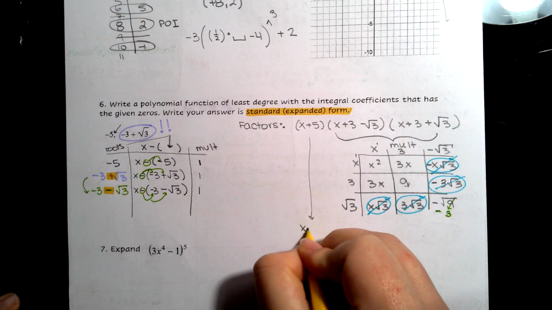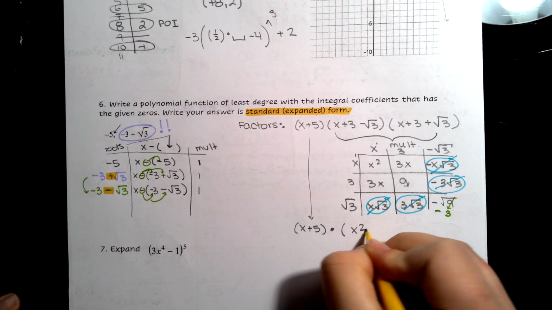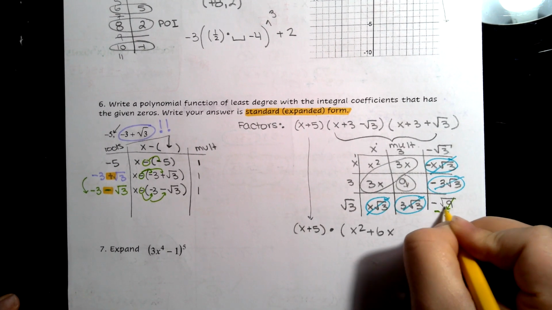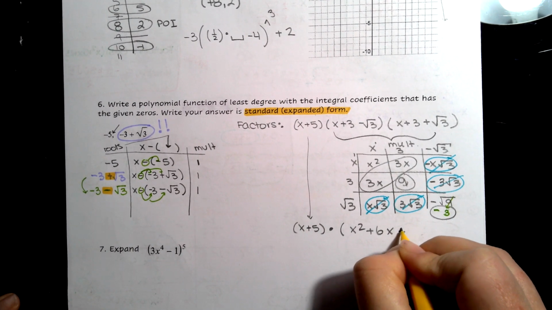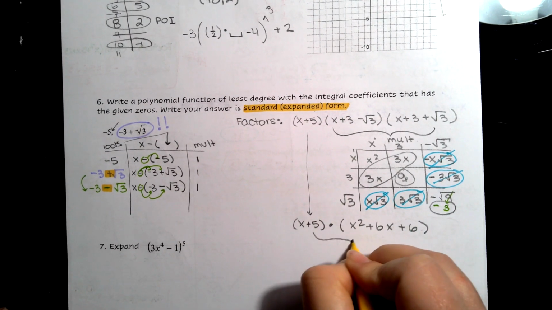Now we have x plus 5 times x squared, add these together, plus 6x. 9 minus 3 is a positive 6. Now you're not done. You still need to multiply these.